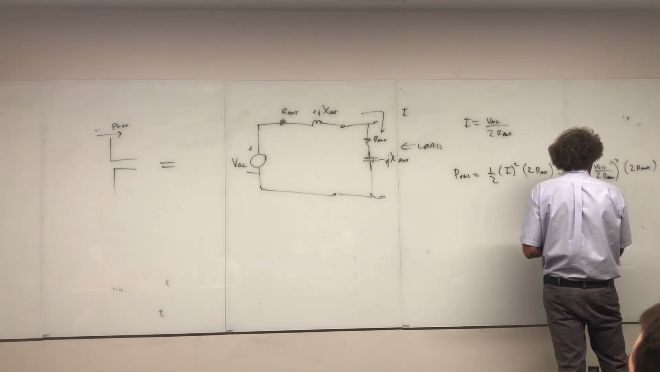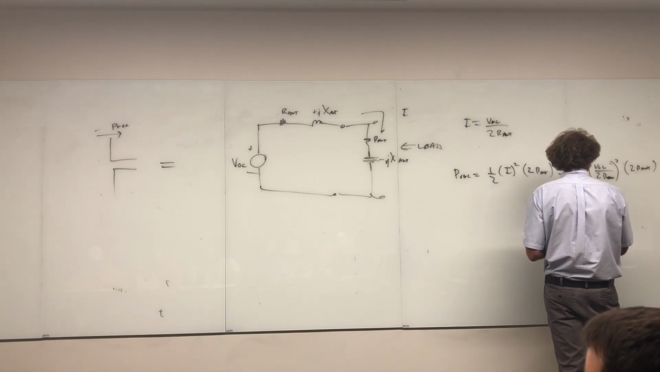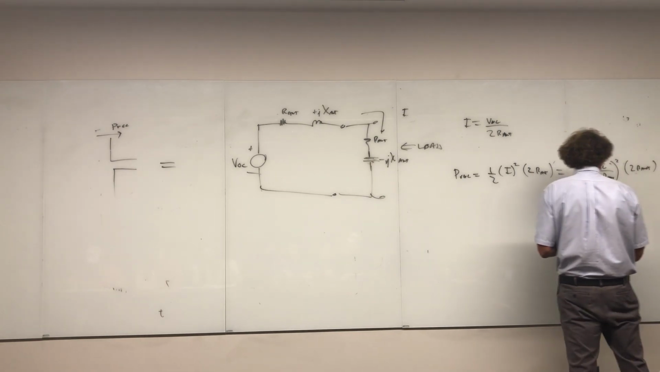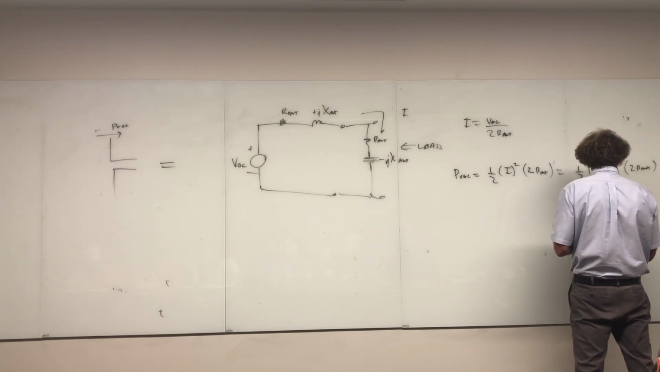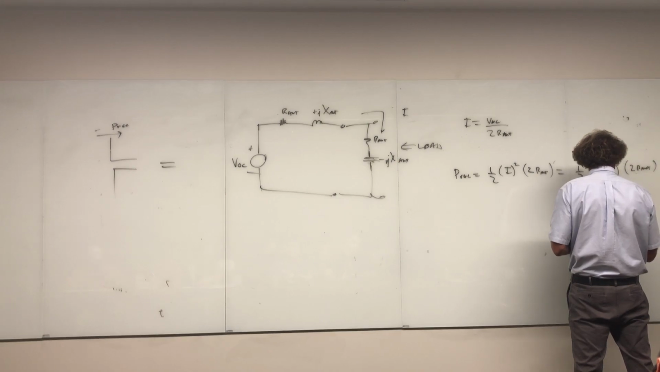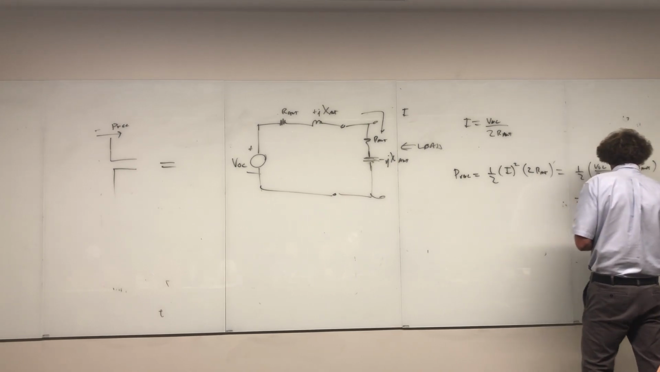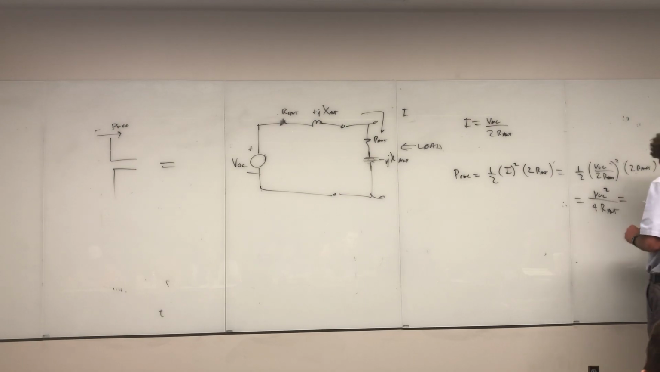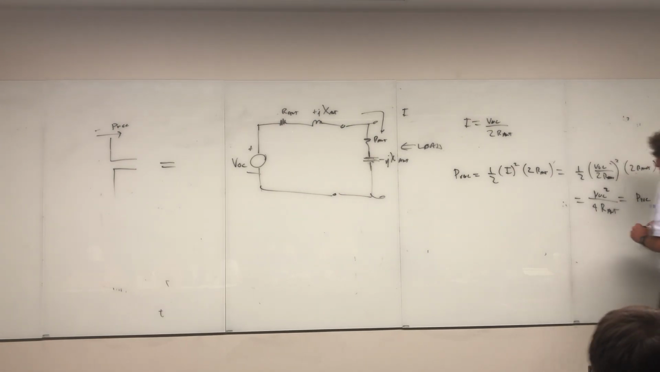and that means one of those cancels, I get 1 over 4, or VOC squared over 4 times R of the antenna. And that's equal to the P received. Please just bear with me. Do y'all follow me on that?